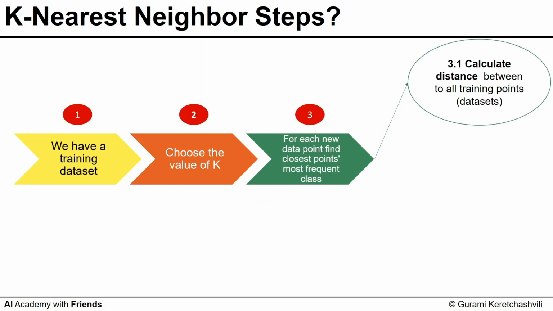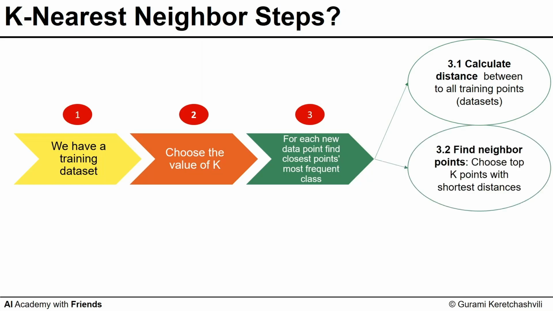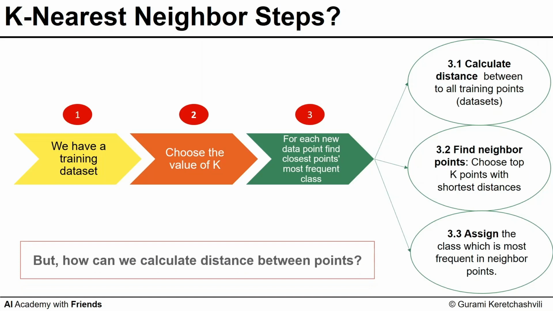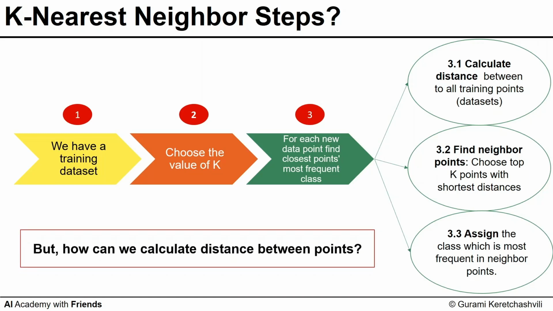How do we do that? We calculate the distance between the new data point and all the training data points. We choose the top k points with the shortest distances. These data points are called neighbor data points. And the predicted class of a new data point will be the most frequent class from the neighbor points. But how can we measure the distance between two data points? Let's discuss the distance matrices.